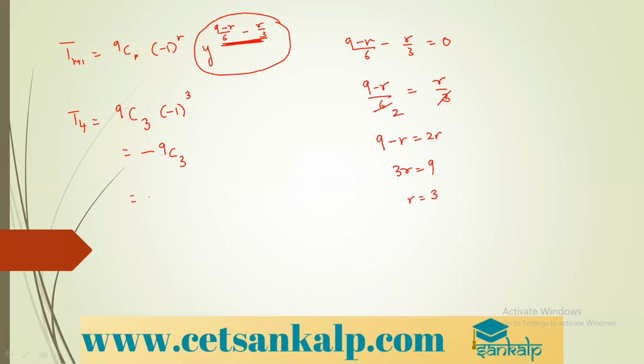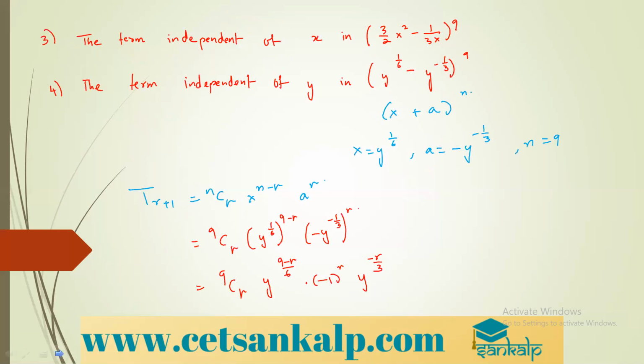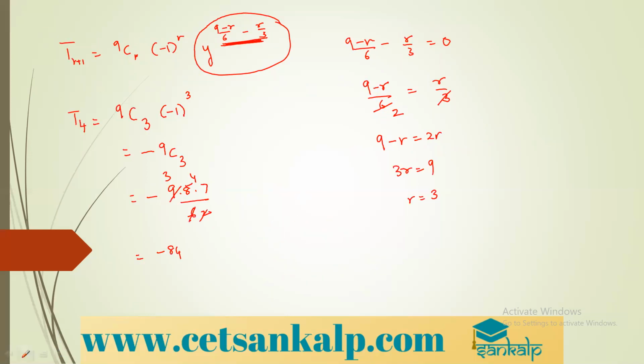I can simplify this. Minus 9 into 8 into 7 by 6, 3 twos, 3 threes, 2 fours. So minus 84 is the term which is independent of y. Similarly, I will give you some more questions you can take as homework.